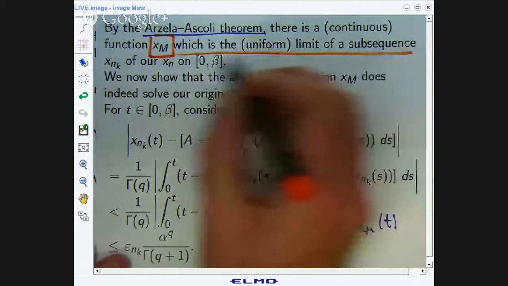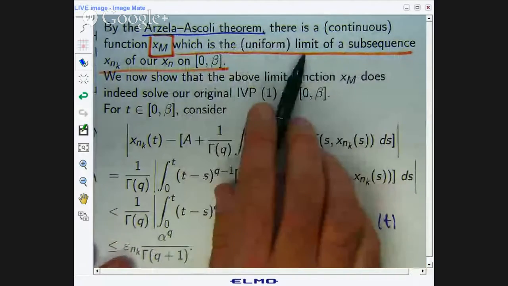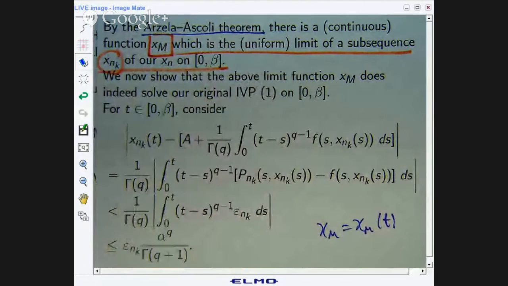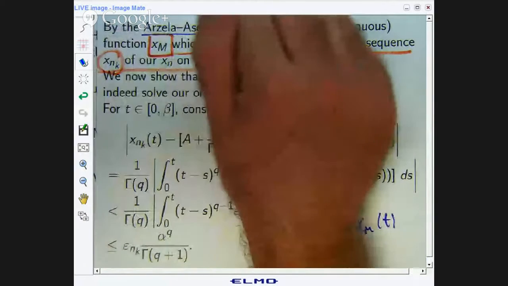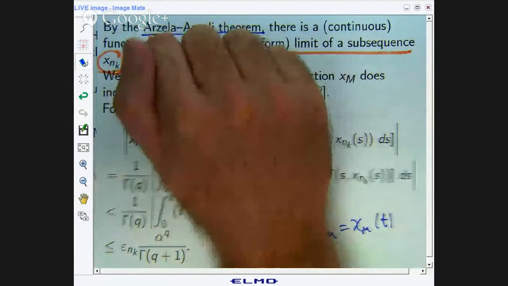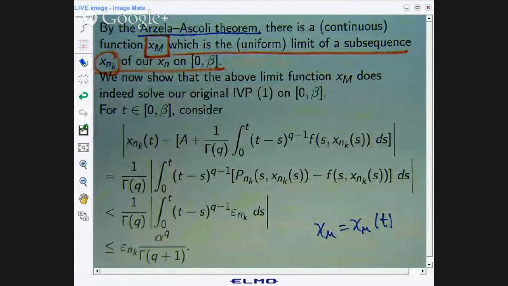And this x sub m is a uniform limit of some subsequence. You don't know what the subsequence is, or how to choose the subsequence, but the Arzela-Ascoli Theorem says that there is a subsequence whose limit is this. Okay? All right. So the last thing we need to do now is to show that this limit function, x sub m, really does solve the original problem, and then what does it look like geometrically compared with all the other solutions?